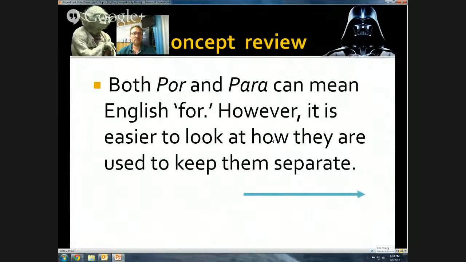That was fun. So let's review our concept here. We're talking about por versus para in English, and we get to see that they both mean for. But it's easier to look at them if we can learn to keep them separate. So I thought we could talk about my friend Yoda over here. Hi, Yoda. And then, of course, Darth Vader. He's a little scary.